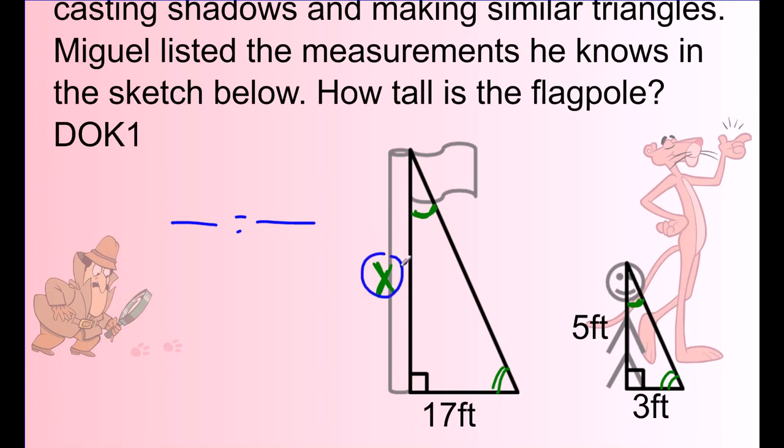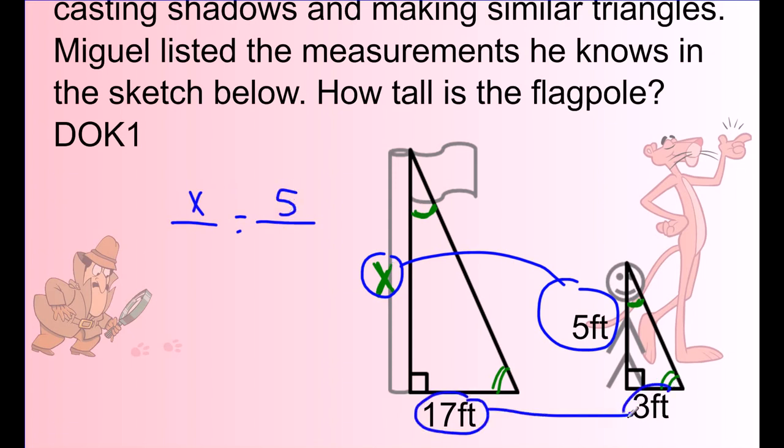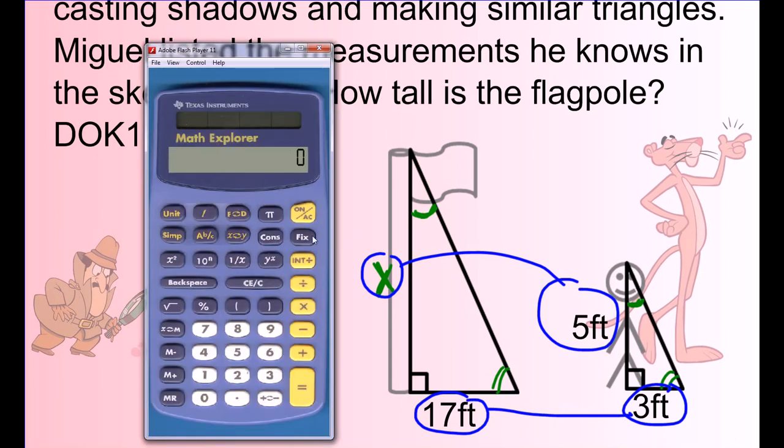So x corresponds to 5. 17 corresponds to 3. And if I cross multiply here, 3 times x is 3x. 5 times 17 is 85.